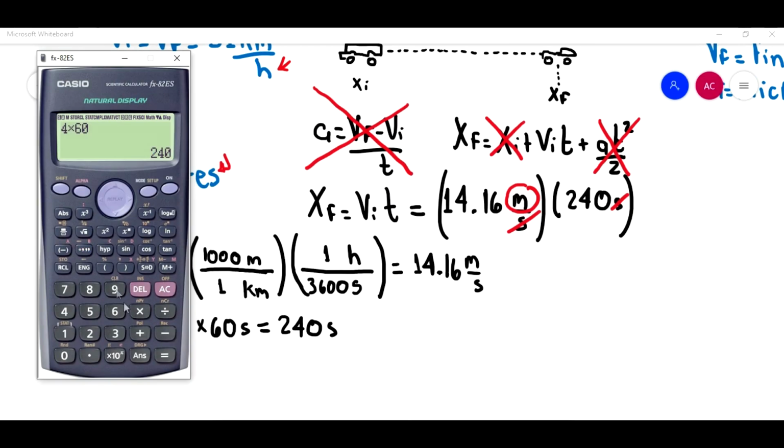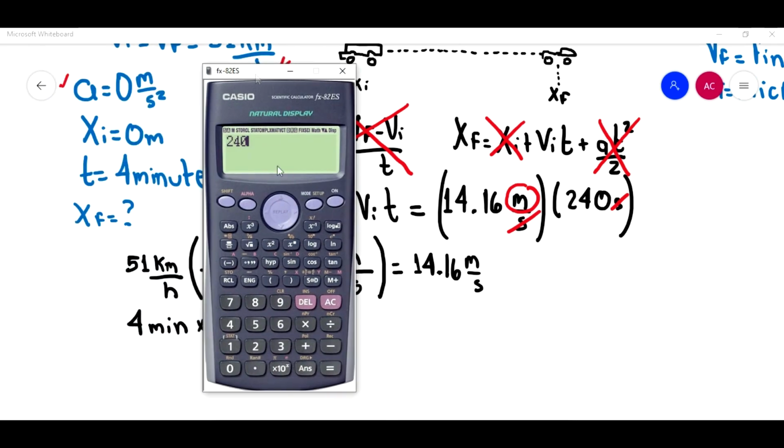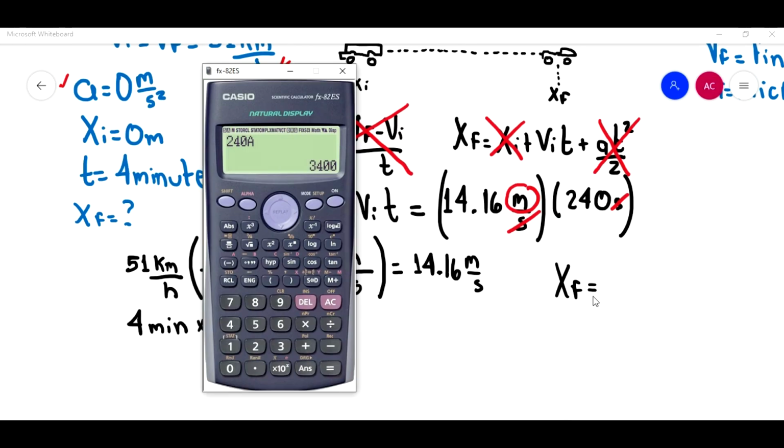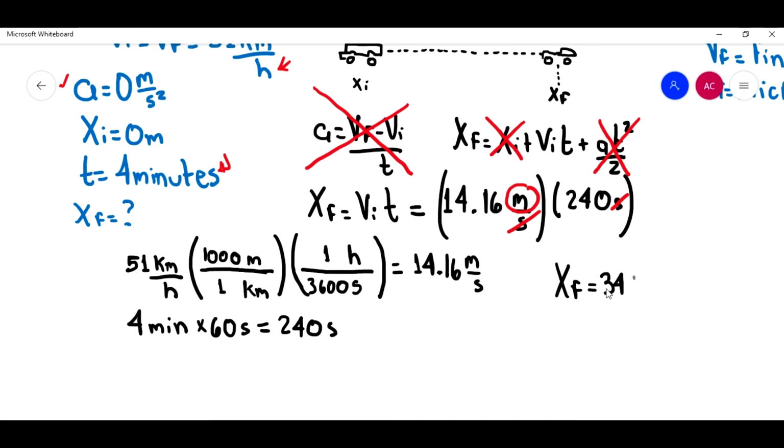So let's do it in a calculator. It will be 240 times the value of the initial velocity that I saved in the A memory. So alpha A, and I press equal, and that is the answer. The final position equals 3,400, and what are the units? Meters. And that's the answer of this problem.